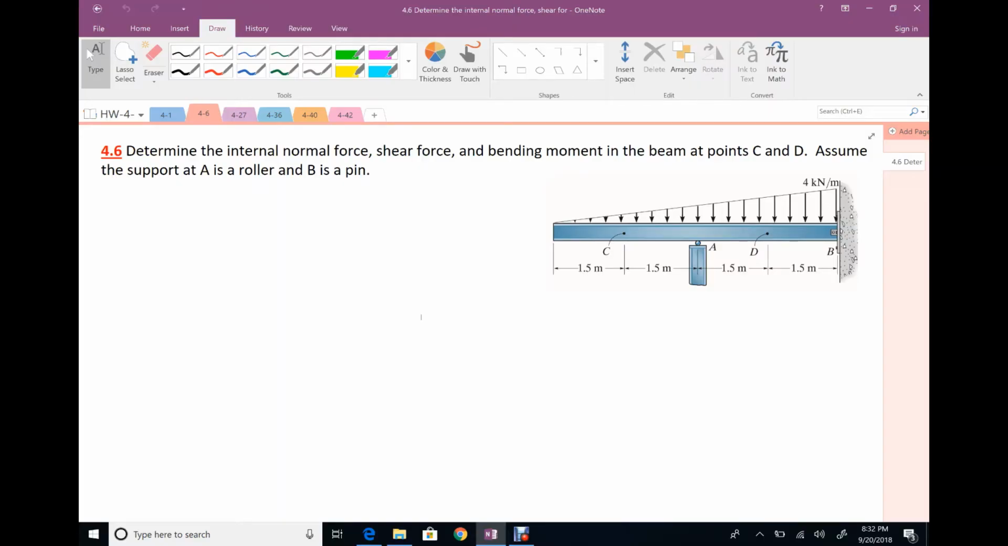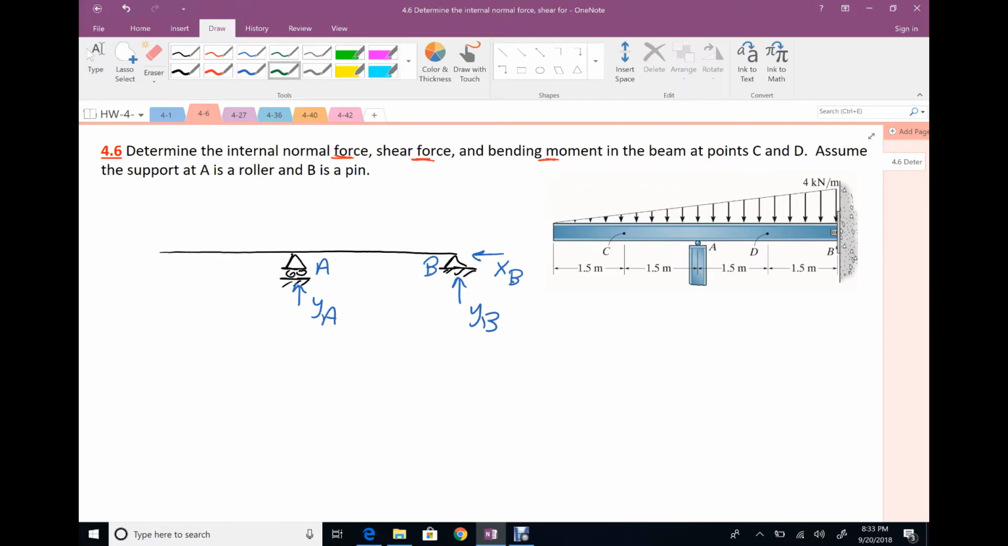For problem 4.6, we need to determine the internal normal force, shear force, and bending moment at section C and D. Assume A is roller and B is hinge. Okay, so the free body diagram for this beam looks like this. We have here hinge at this location, and at that location it's roller. Hinge means we have two reactions, YB and XB. Sorry, I can assume it YB, and we have here YA.